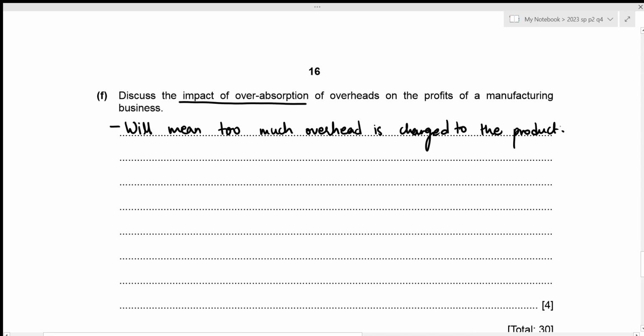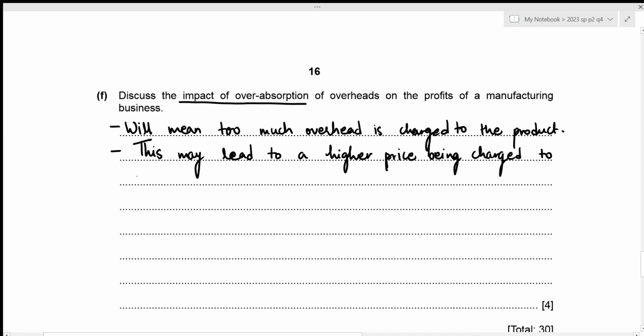And if too much overhead is being charged to the product, this brings the cost of the product to be higher, which also leads the price being charged to the customers to be higher for that particular product, right? Let's write it down. This may lead to a higher price being charged to customers. And if we have a higher price charged to customers, this also means that we have a higher profit margin, right? Let's write it down. Leading to increased profit.